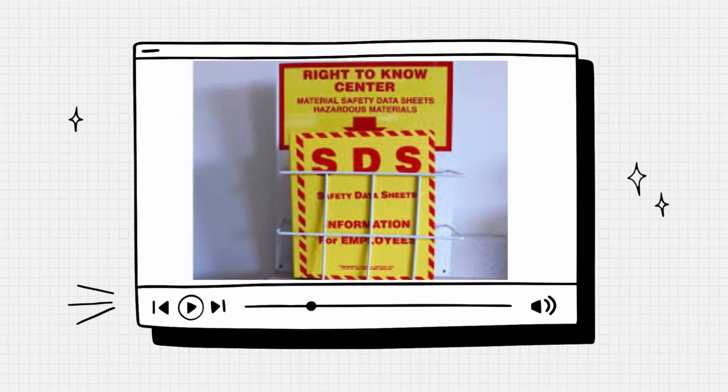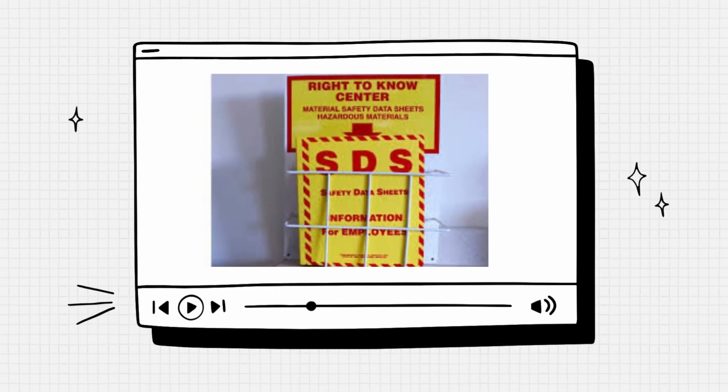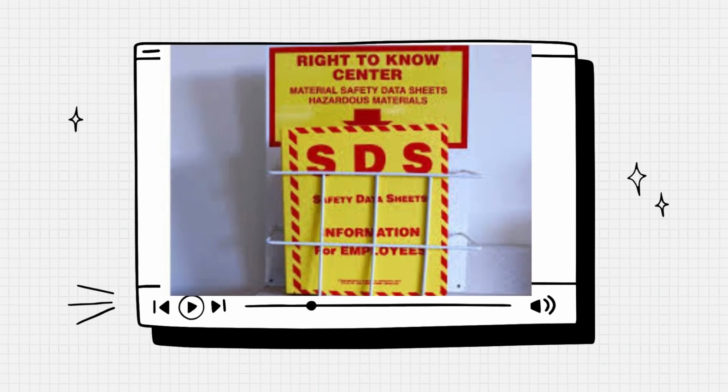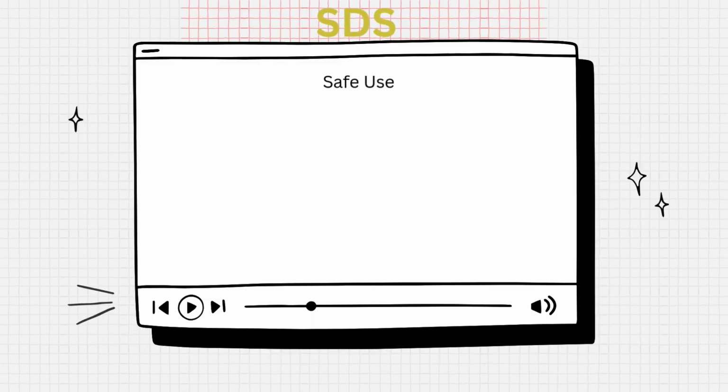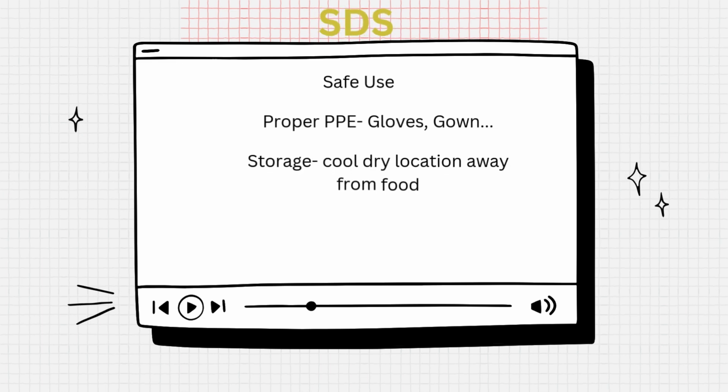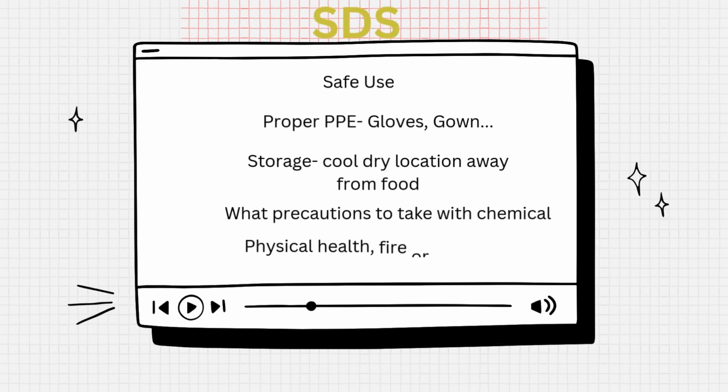A safety data sheet should be located in all facilities that use potentially harmful chemicals to clean and disinfect. A safety data sheet will explain how to properly use a chemical, what PPE you should wear while using the chemical, how to properly store all chemicals in a unit, precautions needed, and any fire or reactivity hazards.